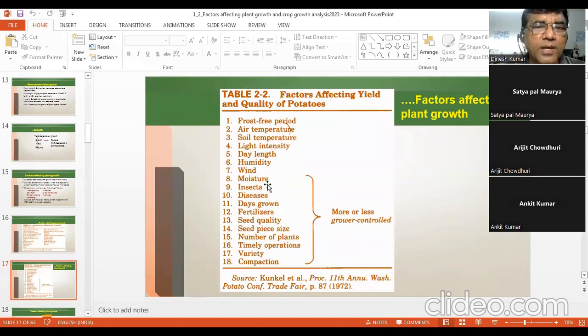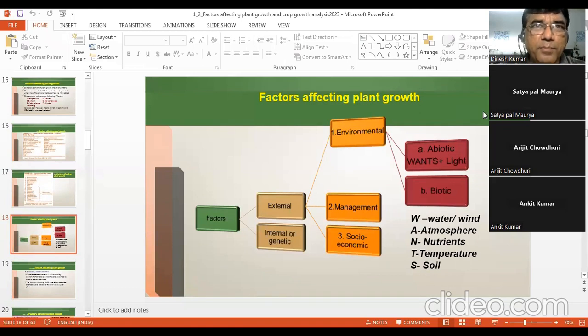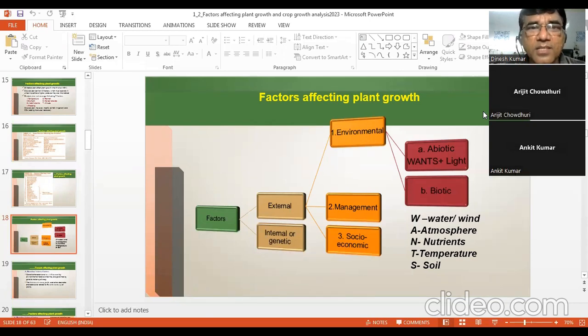But moisture in soil, insect, disease, these are biotic factors, days grown, fertilizers, seed quality, seed piece size, number of plants, timely operation, variety. So here you see some management factors are also there. Now, overall, based upon all this information, it can be compiled into this form, and you can easily remember this classification of factors affecting plant growth.